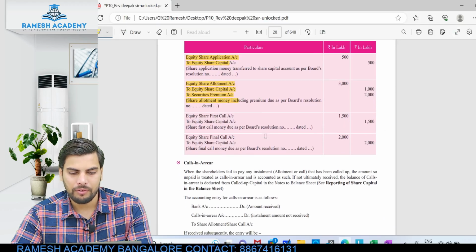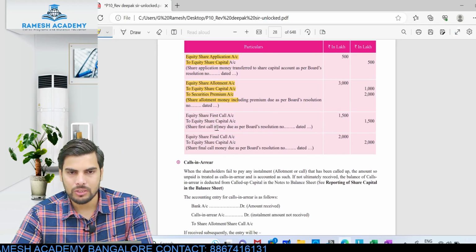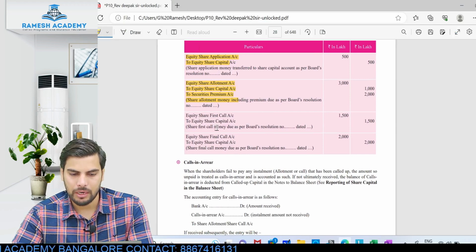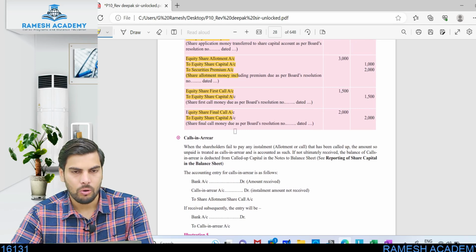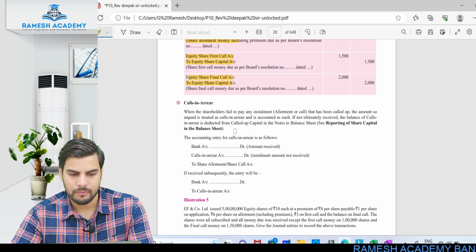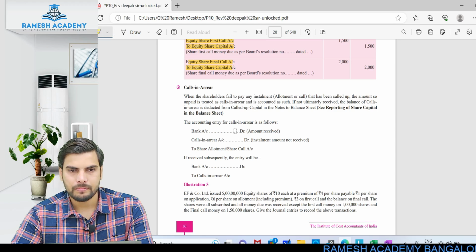And then finally, when the share first call money is due and share second and final call money is due, look at this: equity share first call account debit to equity share capital account, equity share second and final call account debit to equity share capital account. Nothing would change. Exactly the same entries. Hope you guys understood this. Clear? Any doubt, any confusion so far?